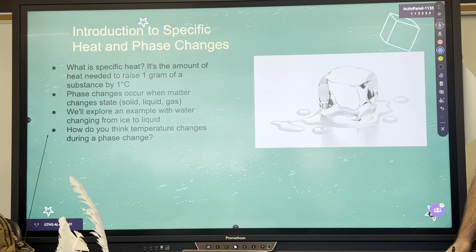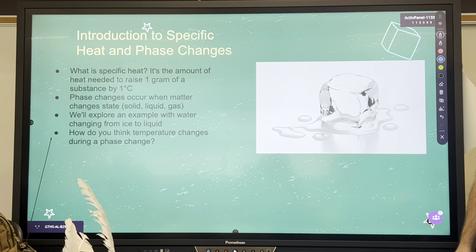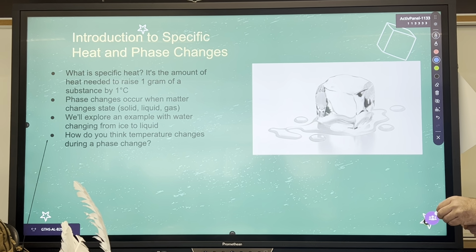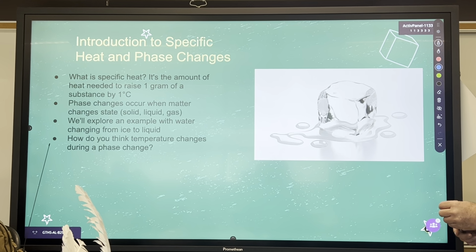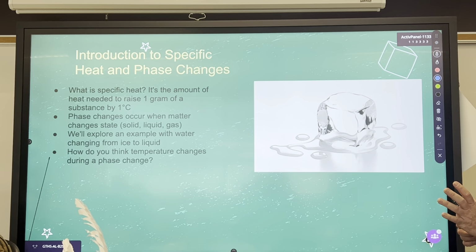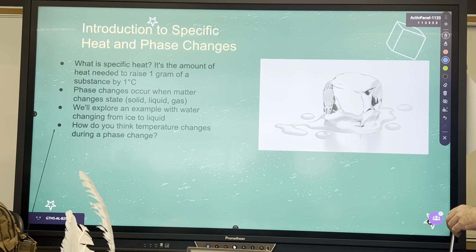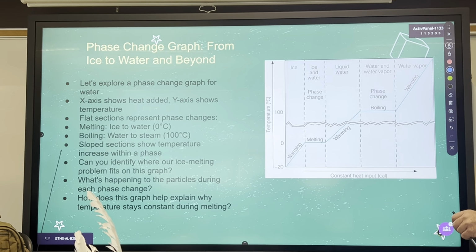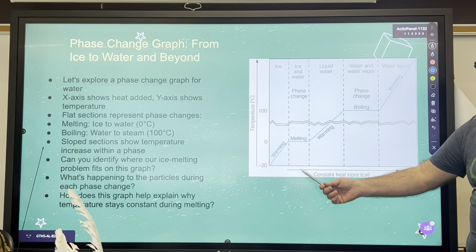So what we're gonna do is, I'm gonna show you how to work these problems on this worksheet. I'm gonna work out an example. We're going to talk about specific heat. This is something we already did last semester, but we're gonna apply it to something that also goes through phase changes, not just liquid water. We're gonna talk about what if ice melts or water boils. So let's look at this graph that we've been going over the last couple of days.